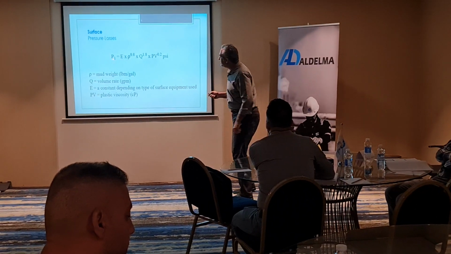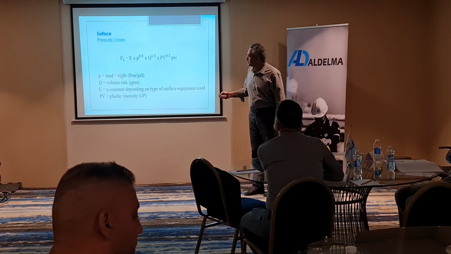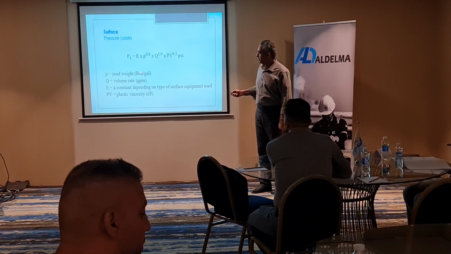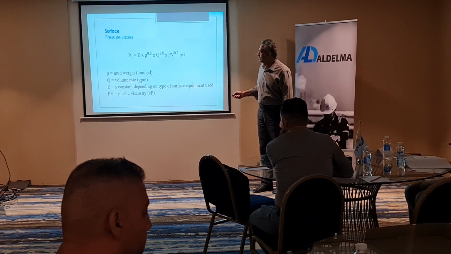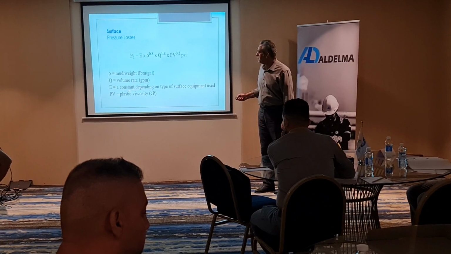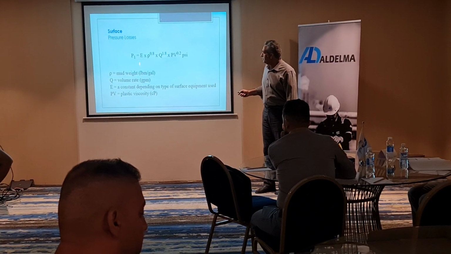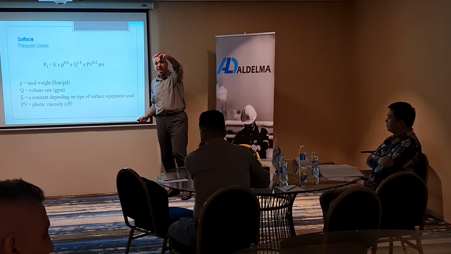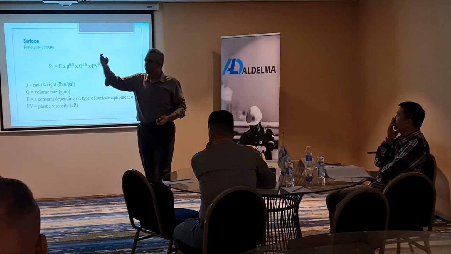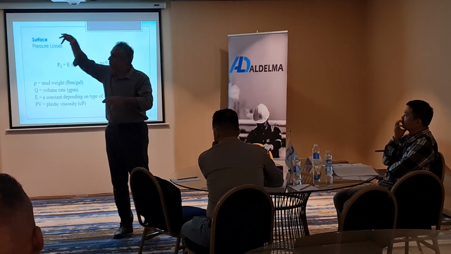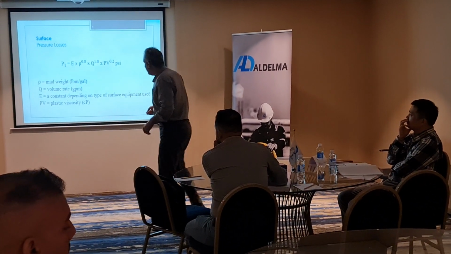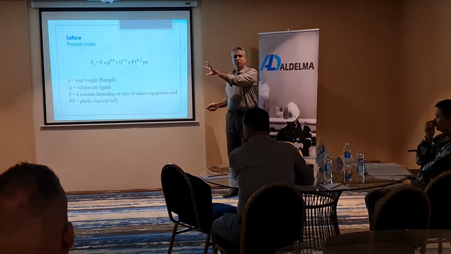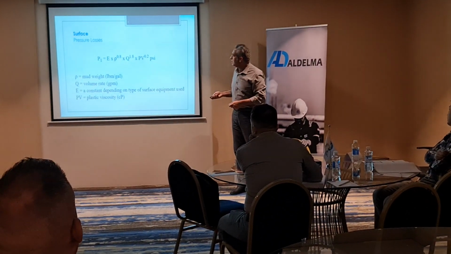If you look at here, this surface pressure drop is a function of density, mud weight, yeah, Q, rate, in gallons per minute, E, which is a constant depending on the type of the surface equipment. For the American Western rig, there's a 4E, yeah, depending on the type of the power of the rig, you have a different arrangement. And the plastic viscosity, we can calculate PV. We will do an example and we will use it.